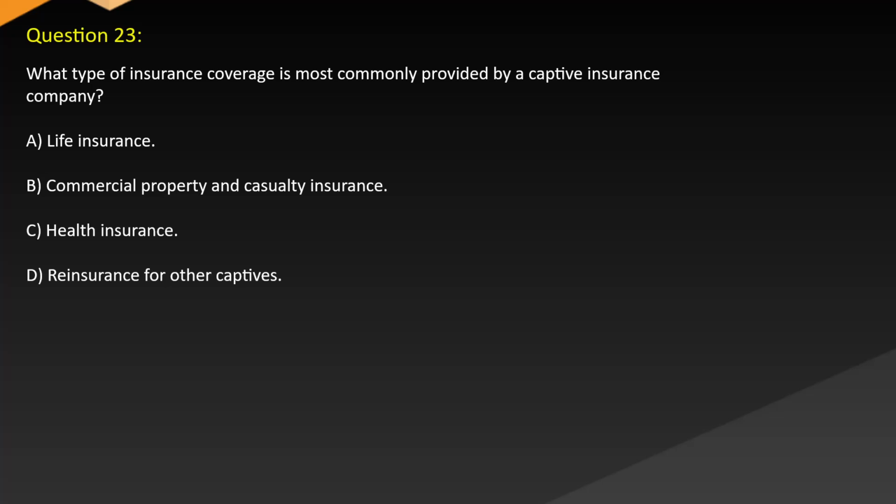Question 23. What type of insurance coverage is most commonly provided by a captive insurance company? A. Life insurance. B. Commercial property and casualty insurance. C. Health insurance. D. Reinsurance for other captives.